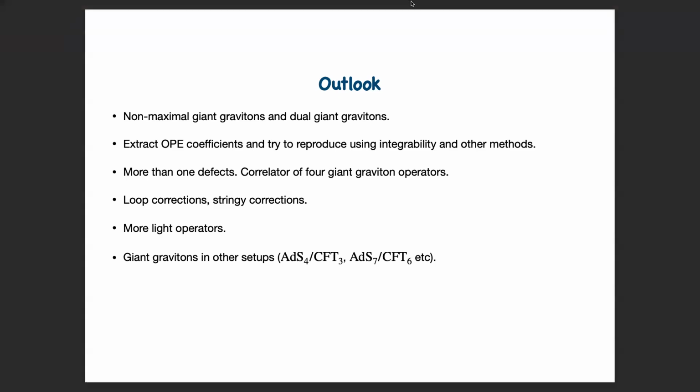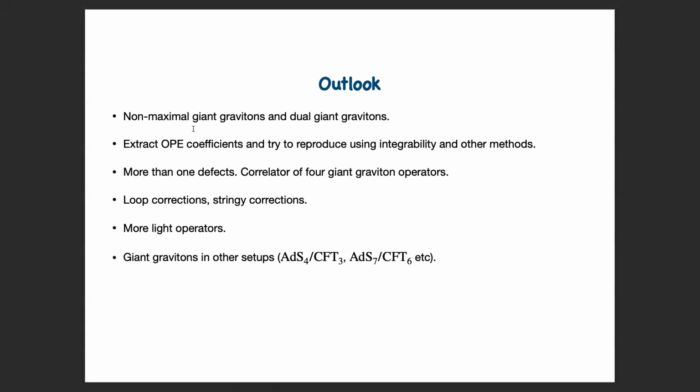So you can consider the interaction of these 2 defects. And finally, there are actually already quite standard tools in the literature, which allow you to go further to look at loop level supergravity correlators and also stringy corrections.